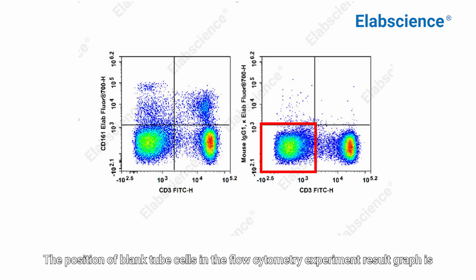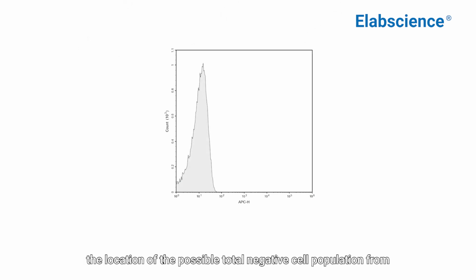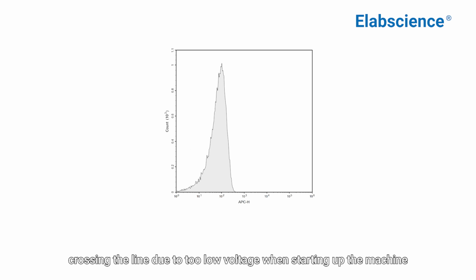The position of blank tube cells in the flow cytometry experiment result graph is the location of the possible total negative cell population from crossing the line due to too low voltage when starting up the machine.